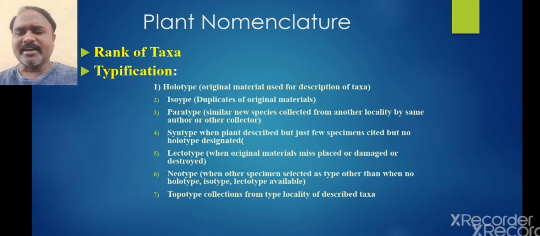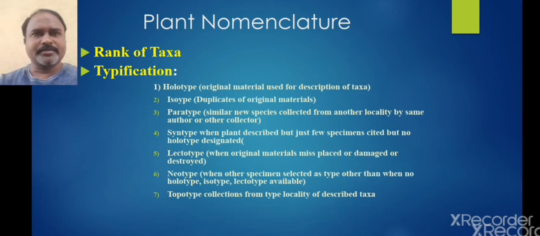Then this is the typification method. It is a very important aspect of plant nomenclature and systematic studies. Without proper typification, the name cannot be considered a valid publication. So that's why it is very important when you are publishing a new taxon. Then come to the next sub point, that is the effective and valid publication.